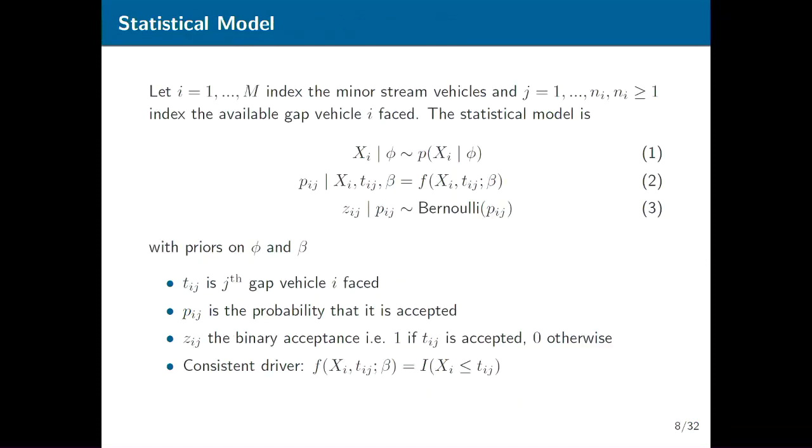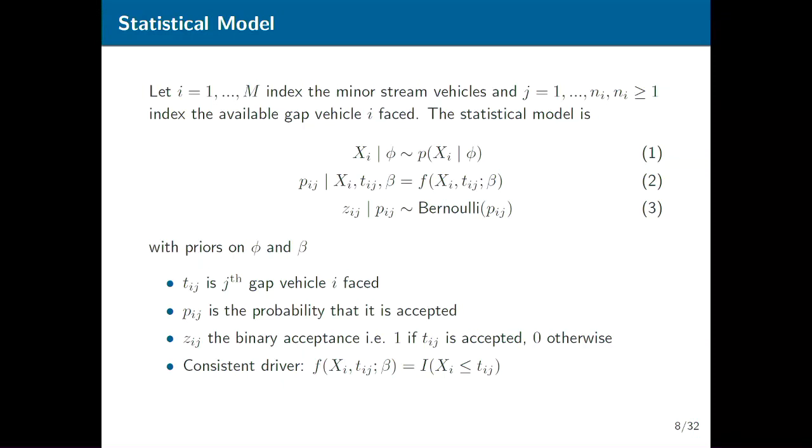As always, you start off by writing down what a statistical model looks like. In this case, i indexes the minor stream vehicles, so there are capital M of them in total. j indexes the available gaps each vehicle faced, going from 1 to n sub i. Each vehicle should probably face at least one gap to tell you something about the data. But it could be the case that a vehicle faced a gap and did not accept it because the observation period ended. That will also tell you something. So the statistical model looks like this.